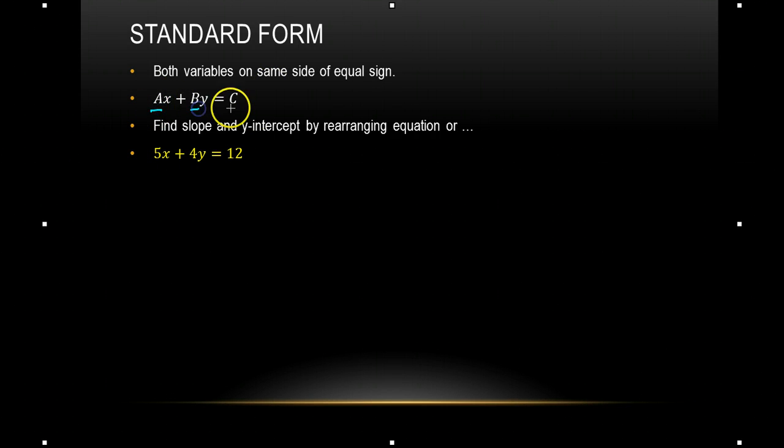I digress. So when you have ax plus by is equal to c, it's really great to have it in this form if you want to find both intercepts.